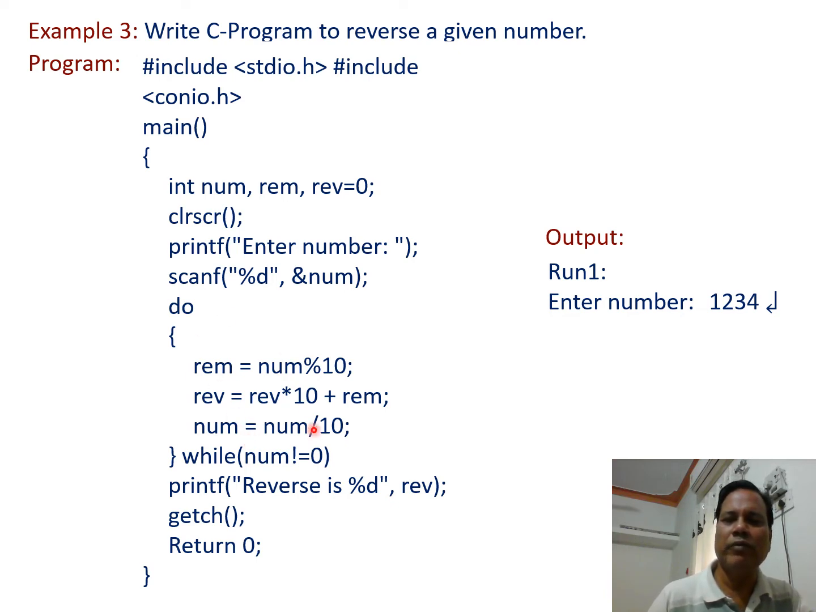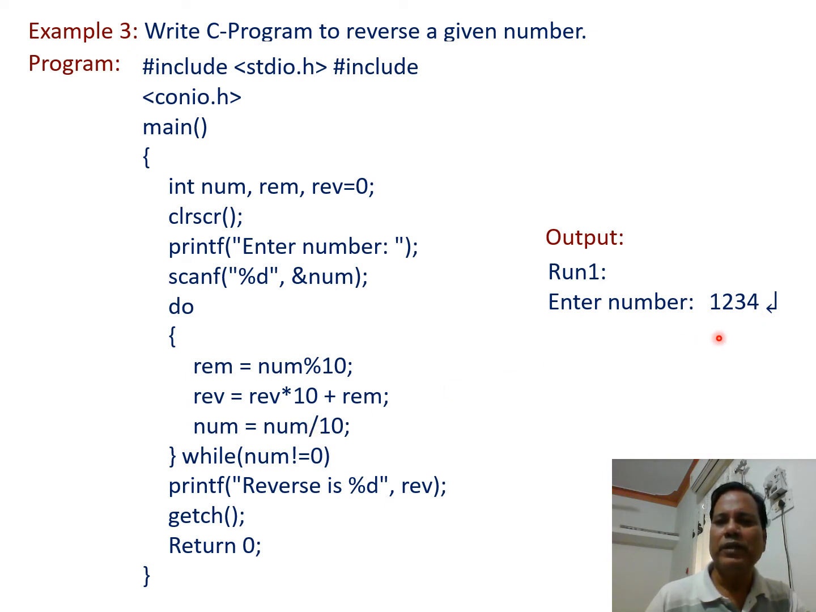So in this way we see that after separating 4, we find the reverse number 4. Then we separate the 3 and the reverse number becomes 43. Then when we separate the 2, the reverse number becomes 432. And when we separate 1, the remainder is going to be 1 and the number is going to be 0.